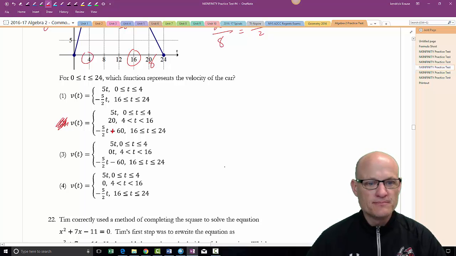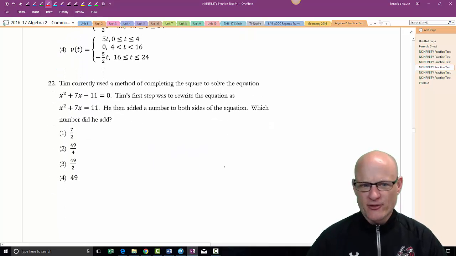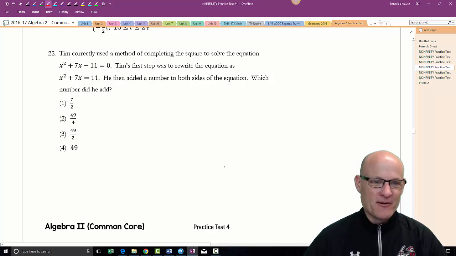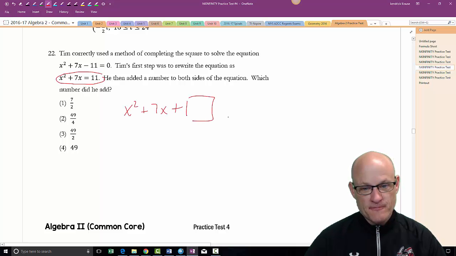Sorry. Weird. Let's say it's the most right answer. All right, we're going to do this by completing the square. This is my first step. Bring the constant over. So you get x squared plus 7x plus square equals 11 plus square. So what are we going to add to both sides?